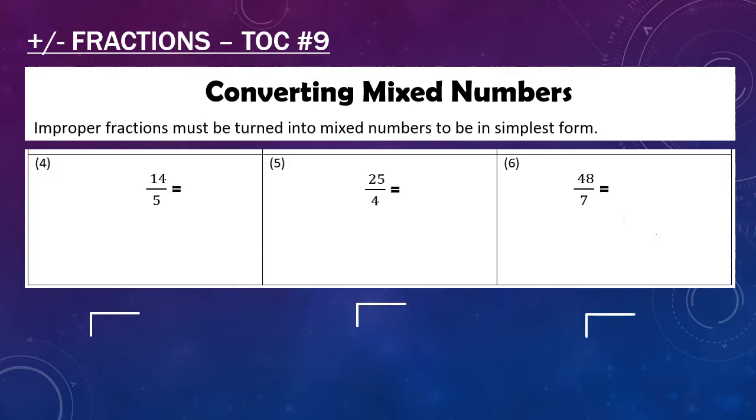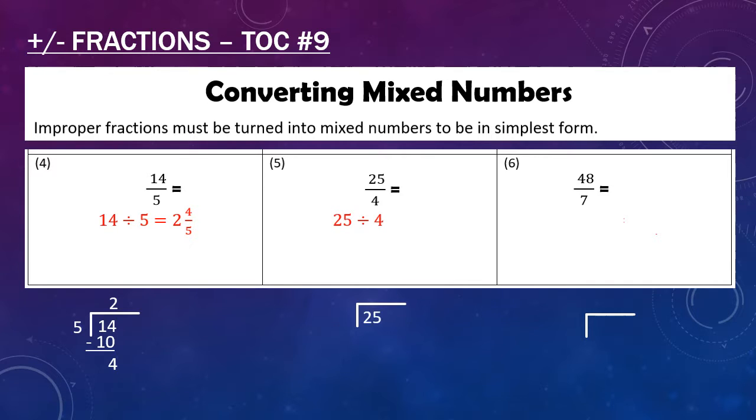You guys pause the video, try these 3 on your own. When you're ready, come back and I'll go over them quickly. Welcome back. So 14/5, 14 goes inside the house, 5 goes outside, 5 goes into 14 2 times with 4 left over, so it becomes 2 4/5.